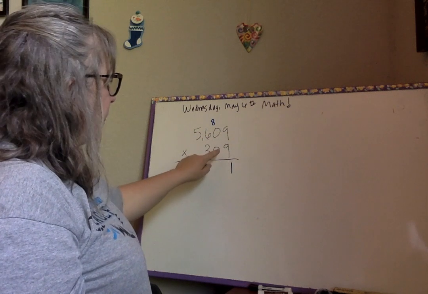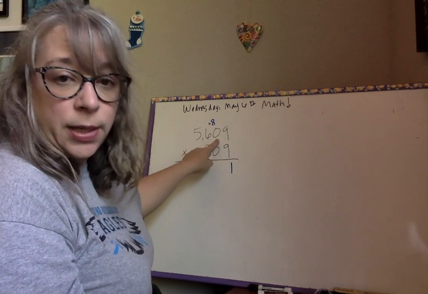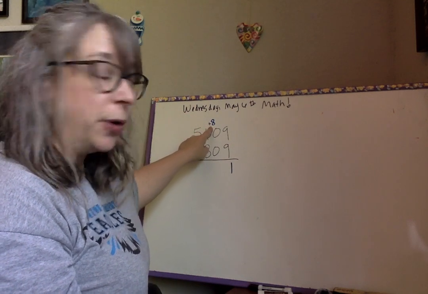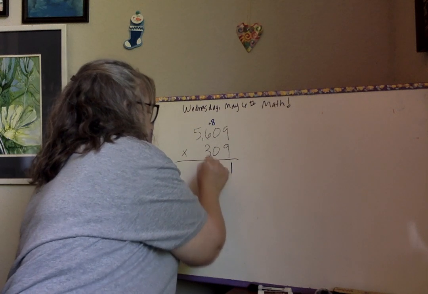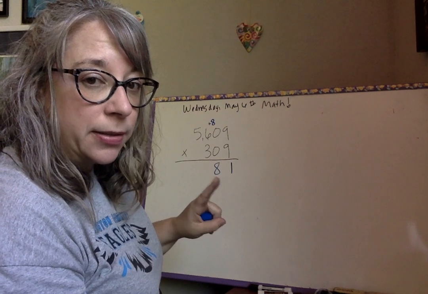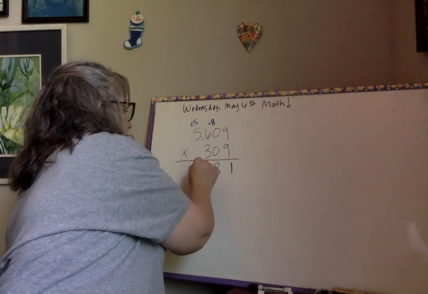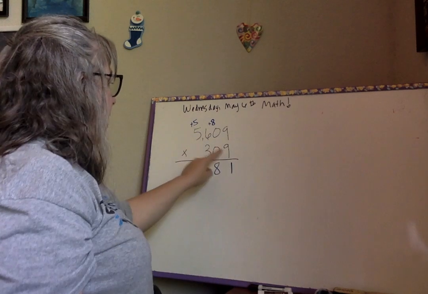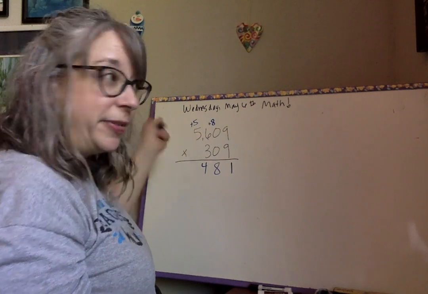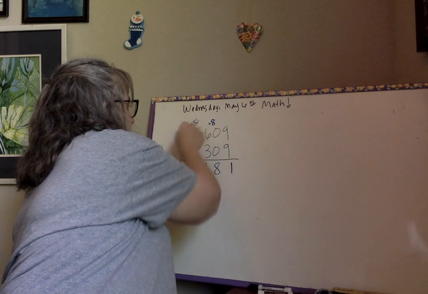Okay, now 9 times 0 is 0, but we still are adding 8. So 8 plus 0 is 8. 9 times 6, we've already talked about, is 54, so plus 5, 4 down here. So 9 times 5 is 45, plus 5 is 50. All right.